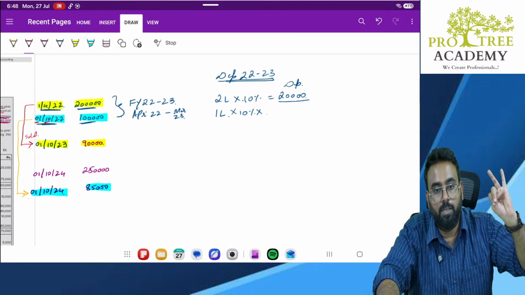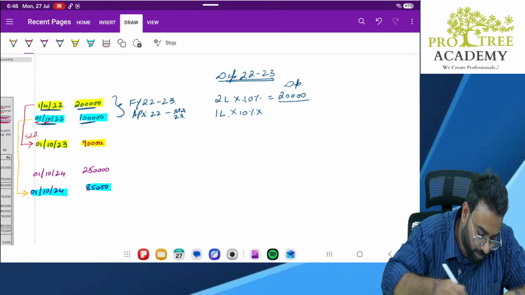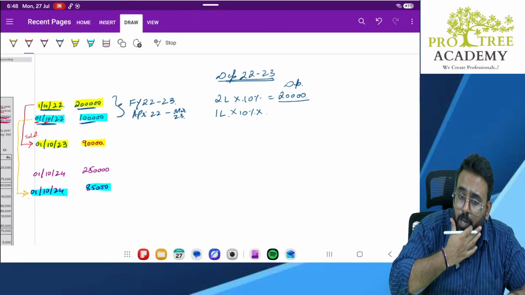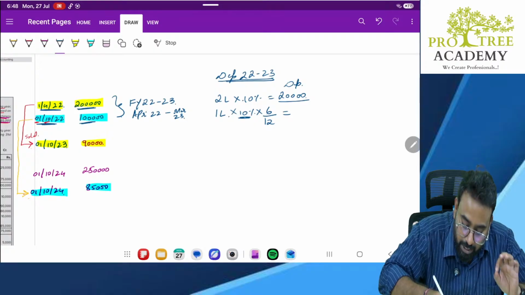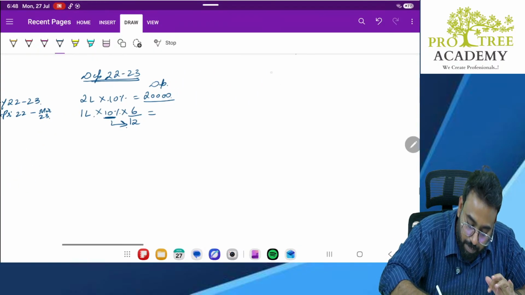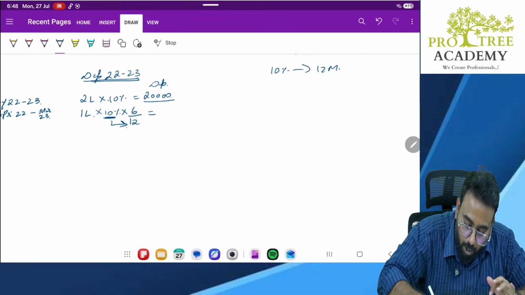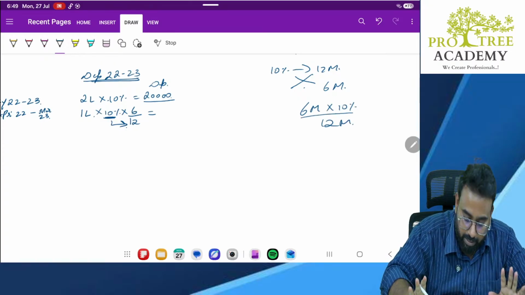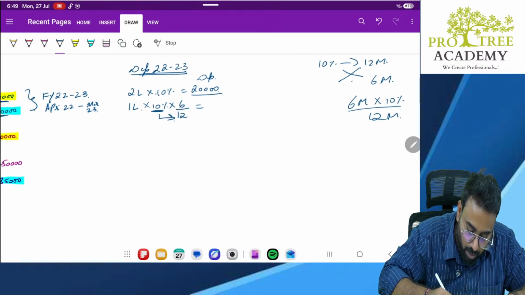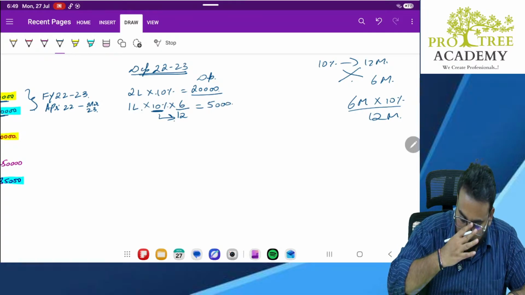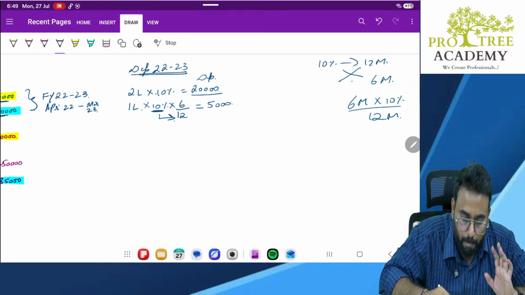Clear? So October, November, December, January, February, March, 6 months. Correct or no? So 6 months divided by 12 months. Sir, what is this 6 months divided by 12 months? See, this 10% is for 12 months. How much for 6 months? Cross multiplication. 6 months into 10% divided by 12 months. Basic mathematics. Now that will be how much? 5,000 rupees, the depreciation.